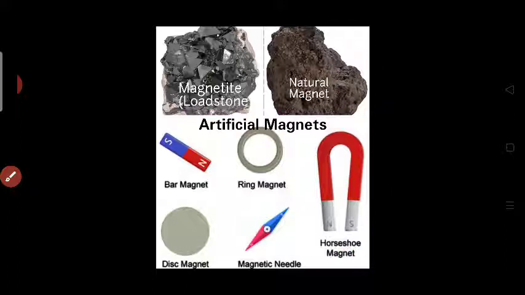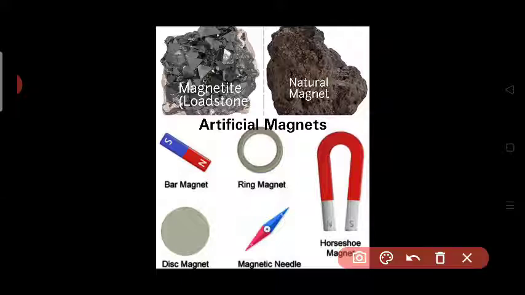Natural magnets are pieces of naturally occurring iron ore, the black ore of iron oxide. It is found in nature and they are weaker as compared to artificial magnets. It is available in different shapes and sizes. Lodestone, that is magnetite, is an example of a natural magnet.